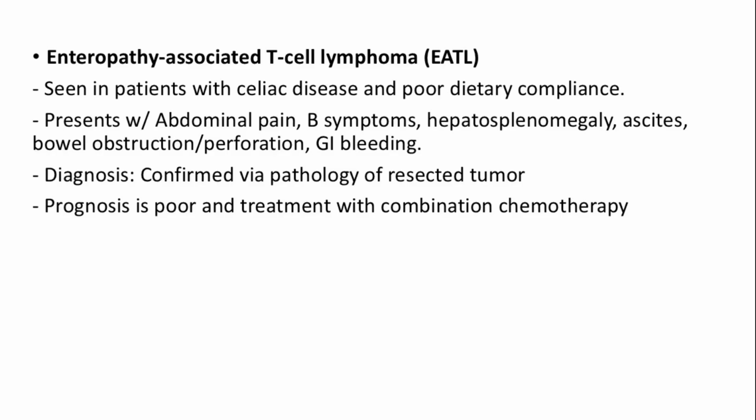with poor dietary compliance and ongoing gluten exposure. This malignancy arises from the T cells in the small intestine and represents one of the most feared consequences of uncontrolled celiac disease. Clinically, patients with EATL may present with abdominal pain, systemic B symptoms such as fever, night sweats, and weight loss, along with hepatosplenomegaly, ascites, and in severe cases, bowel obstruction, perforation, or gastrointestinal bleeding.